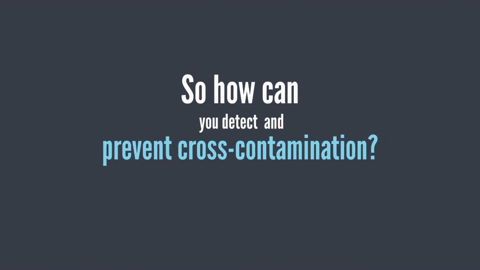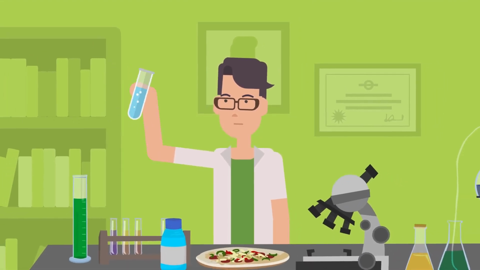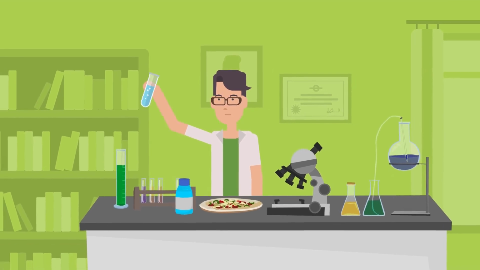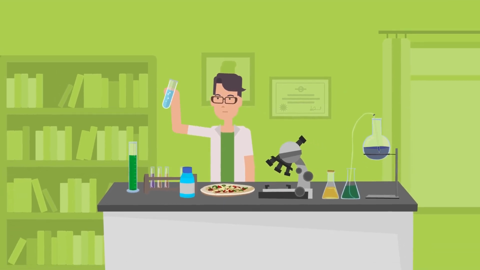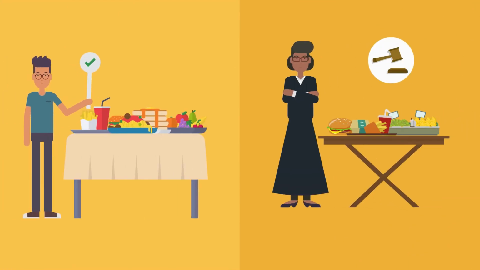So how can you detect and prevent cross-contamination? While some contaminants are obvious by sight, smell or heaven forbid taste, it is better to test food through a third-party accredited laboratory or certification organization, if possible. This ensures that food standards are maintained and comply with the law.